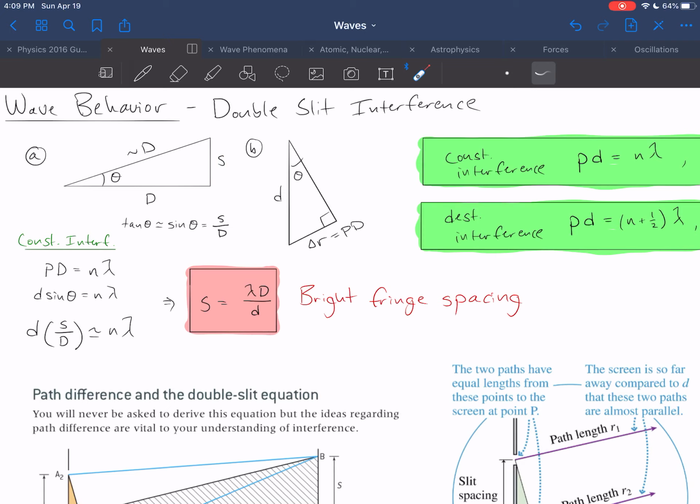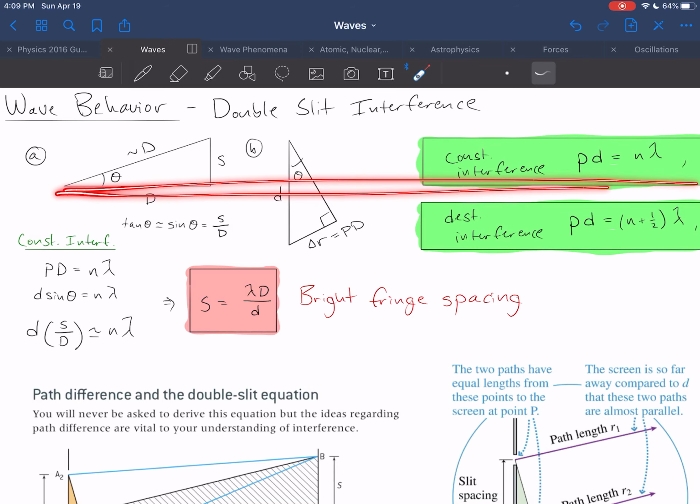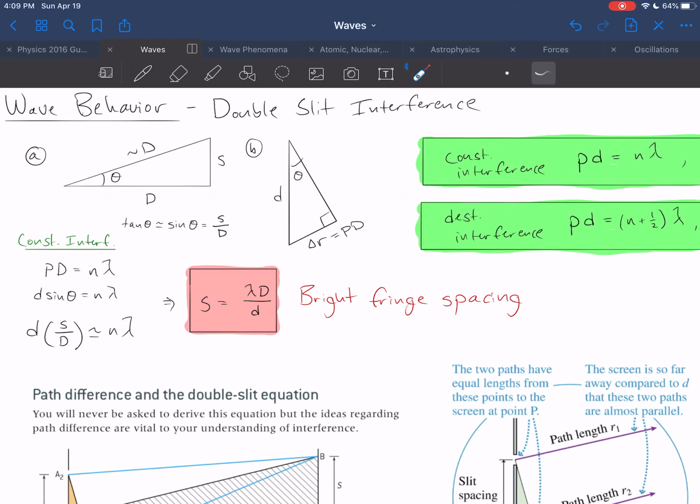Small s tends to be in millimeters or at most a centimeter. Big D is meters. So this triangle, the one where this D is basically the same as this D, looks like a tiny, skinny triangle. I can't even draw it here. And so we use what's called the small angle approximation. You can check this in radians if you like. We can say that tan theta is about equal to sine theta, and therefore sine theta is about equal to s over D, and all those things are about equal to theta.